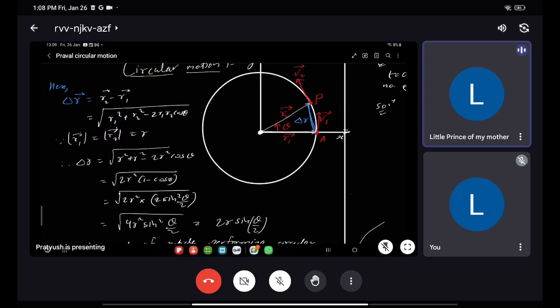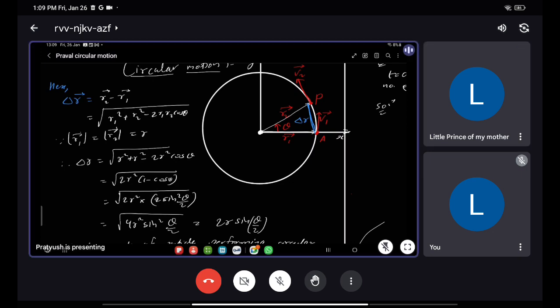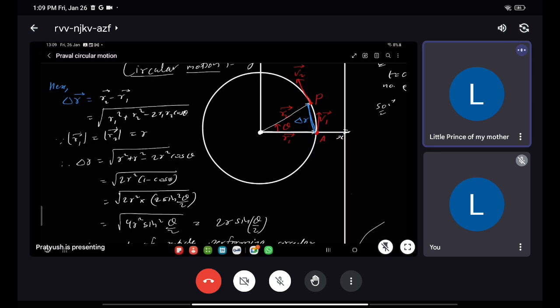That P and also displacement. In the circle, from A to P, AP is the displacement.